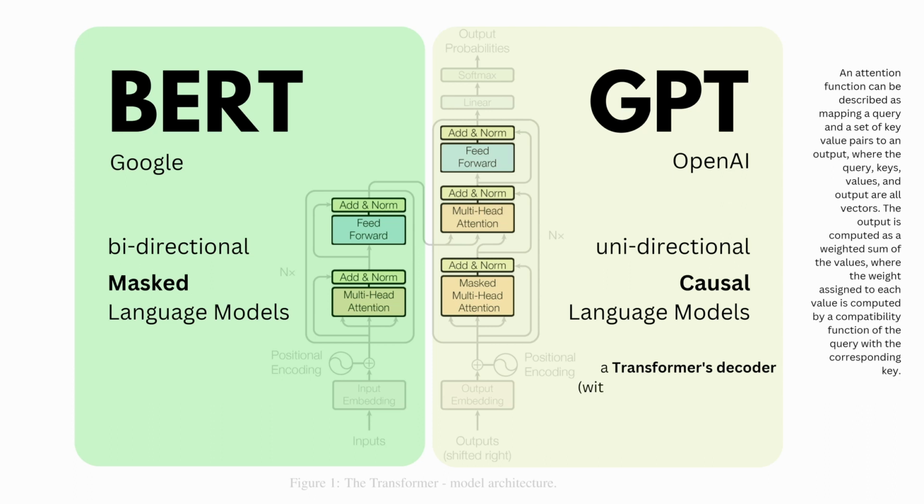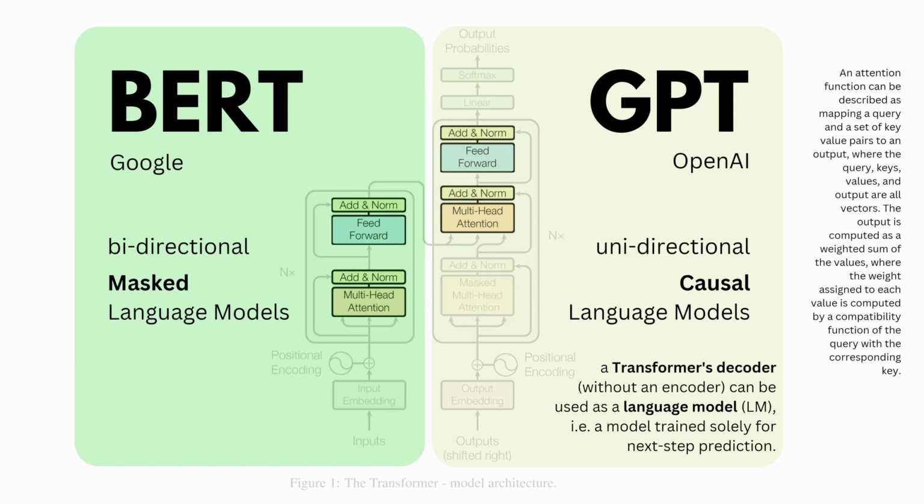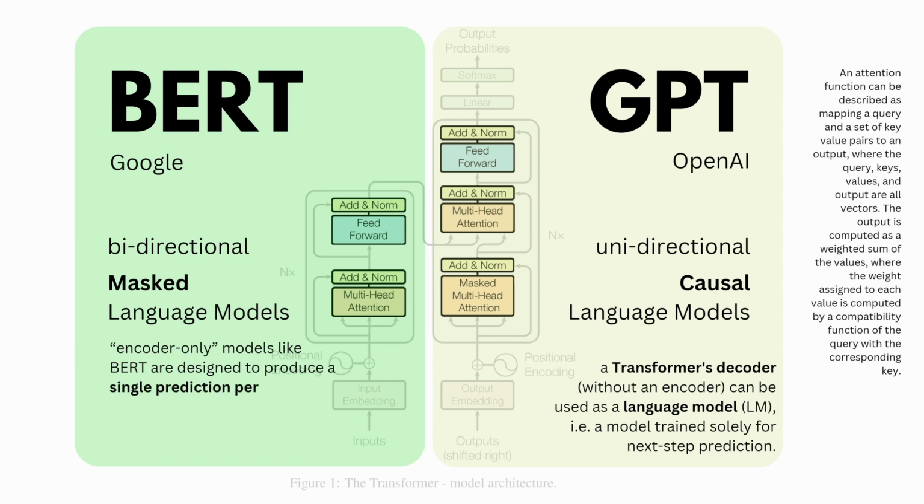Now, GPT being just unidirectional, we found out that we can use the decoder stack of the transformer as a language model. So a model trained purely for the task of next step word prediction. Great. BERT, on the other hand, is bidirectional. It is an encoder-only stack, and it is great at doing the single prediction per input token. So great for classification tasks.